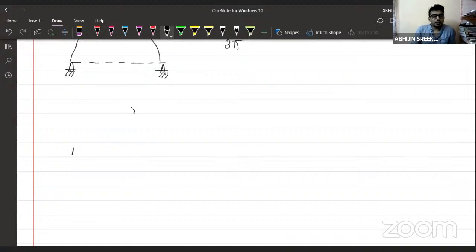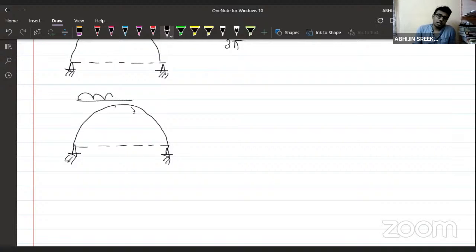And we can move further. It is not a two-hinged parabolic arch, it is a semicircular arch. UDL is provided only on the half span. What is the horizontal reaction? It is 2R divided by 3 pi. And if you need, we can move further.